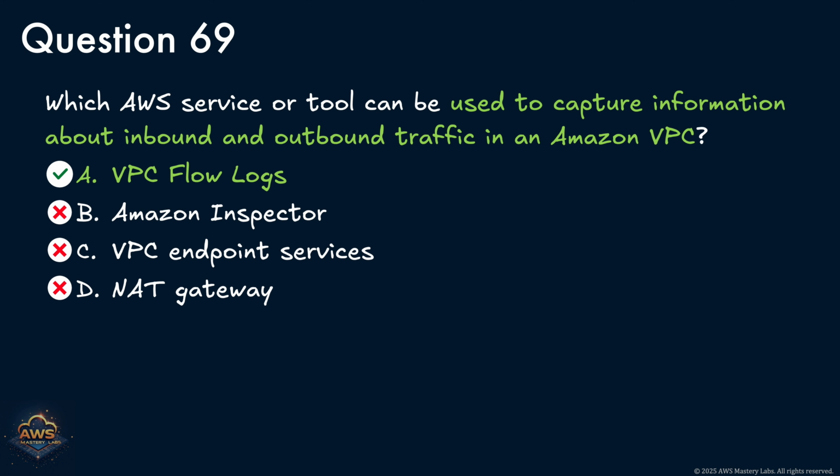Option A. VPC flow log. VPC flow logs are designed specifically to capture information about the IP traffic going to and from network interfaces in your VPC. They provide details such as source and destination IP, ports, protocol, and bytes transferred. This data is useful for security analysis, performance monitoring, and network troubleshooting. It directly satisfies the need to observe inbound and outbound traffic patterns. Correct, because VPC flow logs are the purpose-built solution to capture IP traffic information inside a VPC.